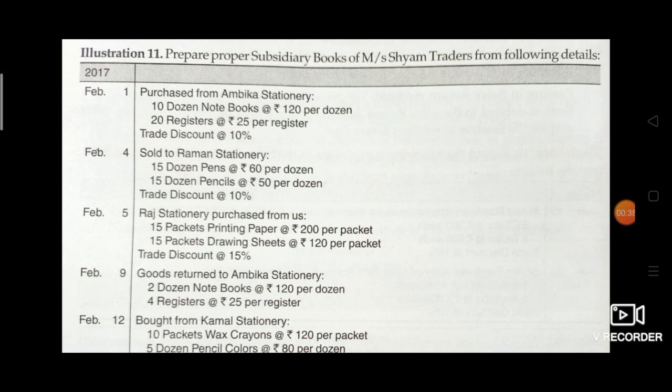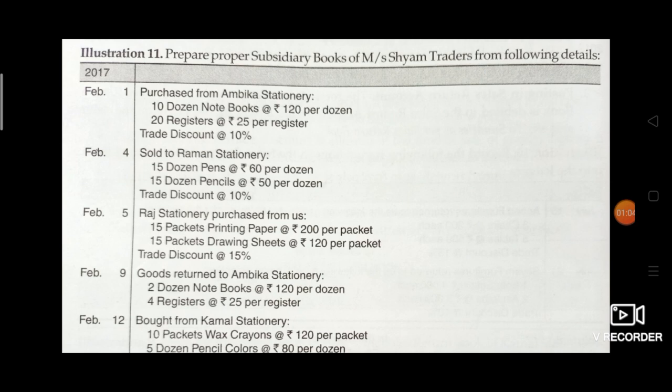Now February 4th, sold to Raman Stationery 15 dozen pens at Rs 60 per dozen, 15 dozen pencils at Rs 50 per dozen, trade discount at 10%. So this entry is of credit sale of goods, so we have to enter this entry in sales book.